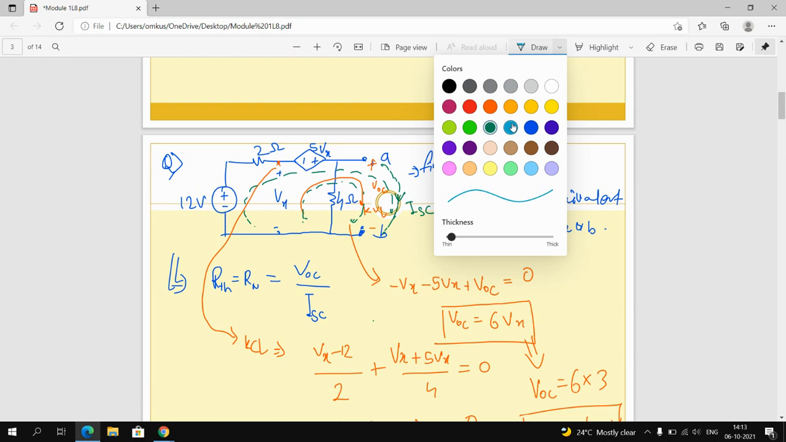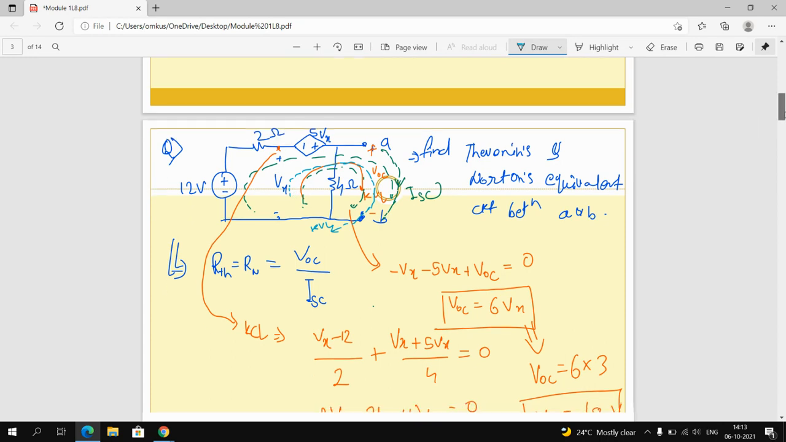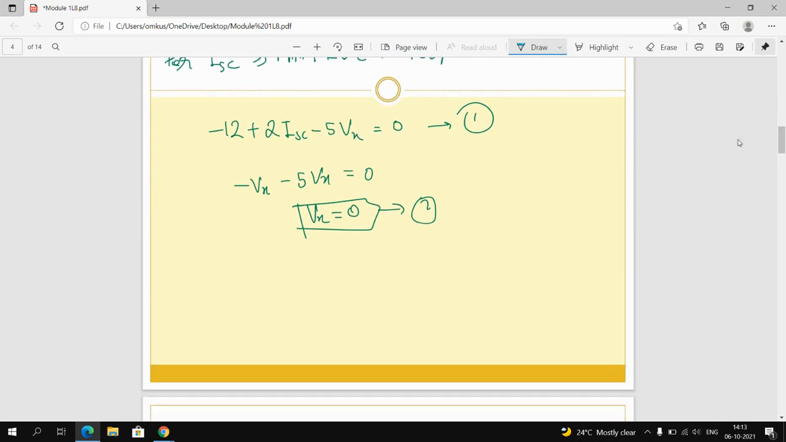See, we apply KVL a second time to this loop. So Vx value is 0, means Vx has 0 potential. Then put this value in that equation, you will get Vx term is 0. So 2 ISC equal to 12. So ISC equal to 6 ampere, right?